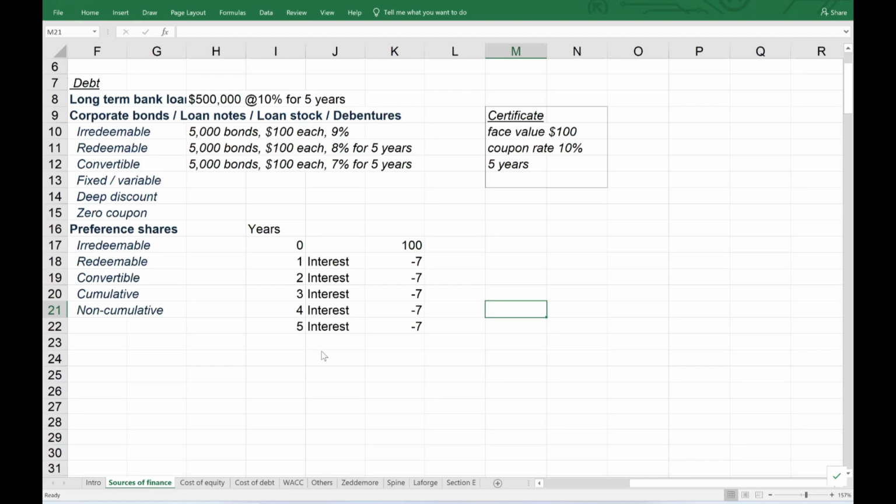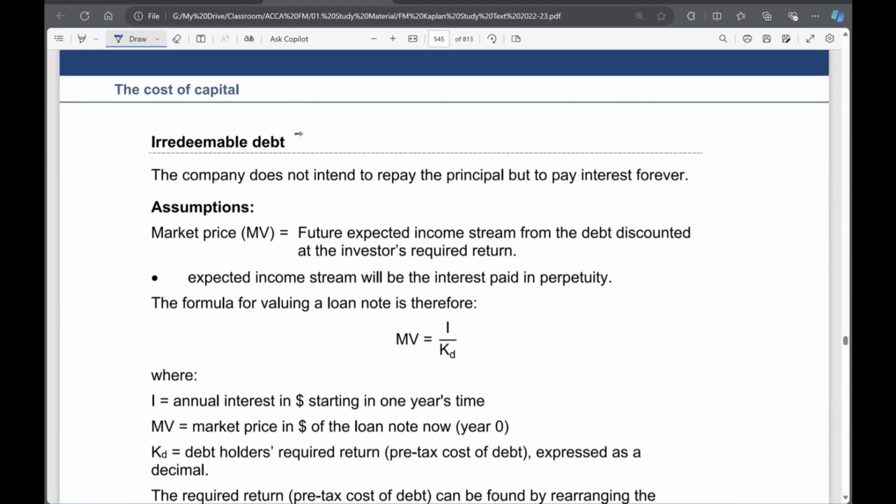So we will learn today how to find the cost of debt for the bank loan, for the bonds, and for the preference shares and so on. Okay. First of all, I will start with irredeemable debt. If a company has issued irredeemable debt, like irredeemable bonds or loan stock, the way to find the cost of debt uses a very similar formula, which is closer to the dividend valuation model.